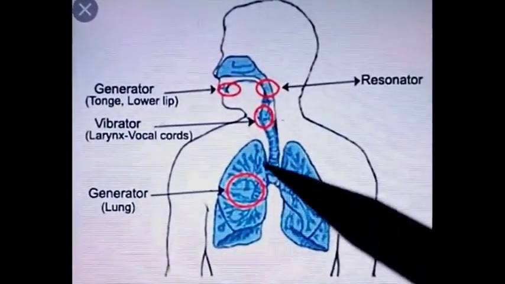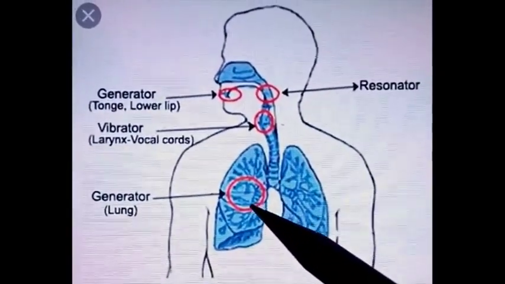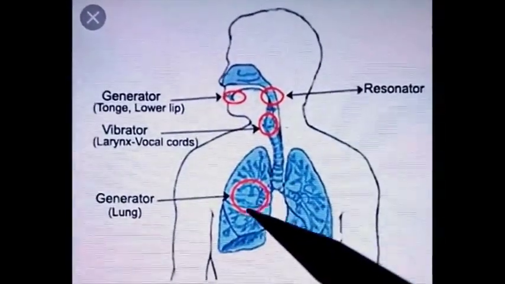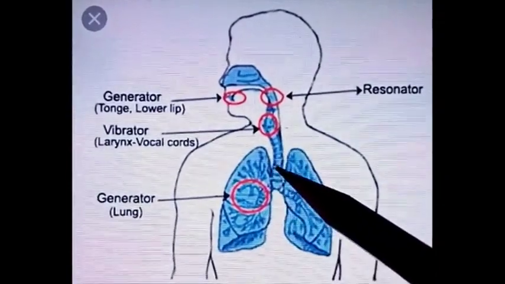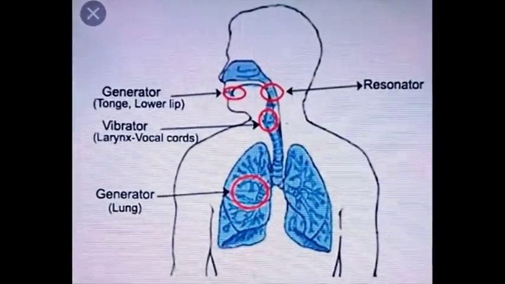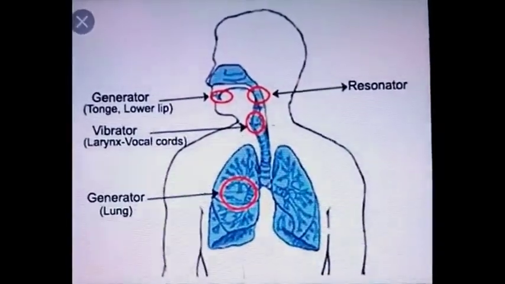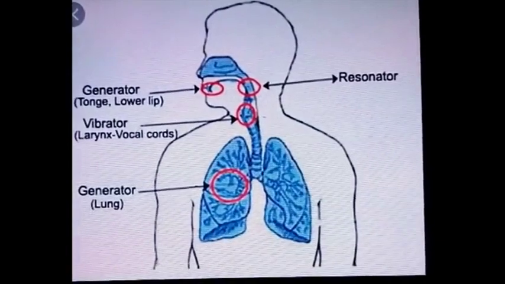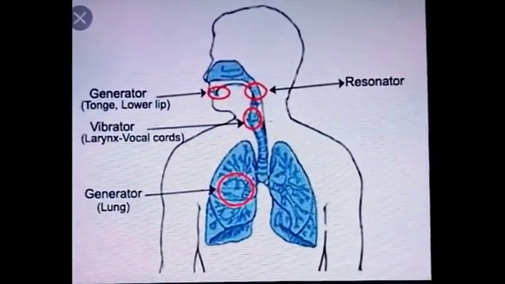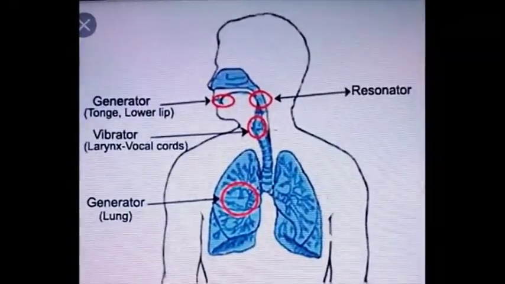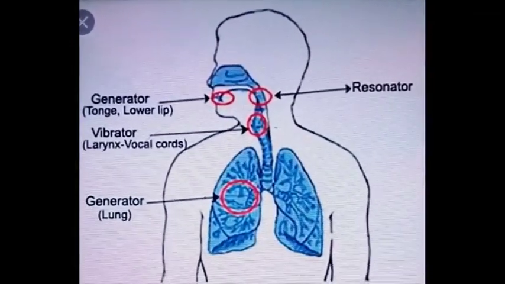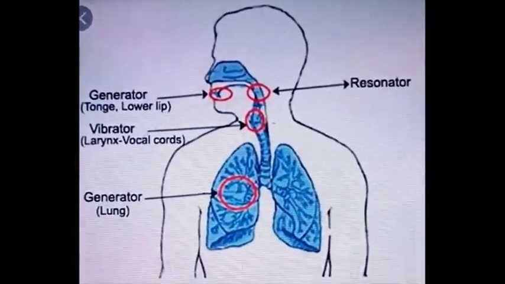First step is generator, that is expired air from lungs. So the air that is forced out of lungs and larynx during the process of expiration produces voice. Loudness or intensity of voice depends upon the force of expired air. Means the more forcefully we expire from lungs, the louder is our voice.